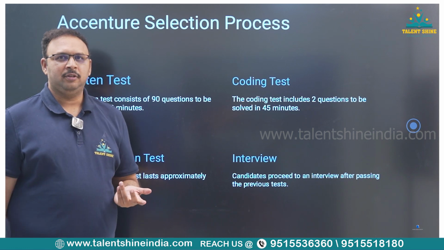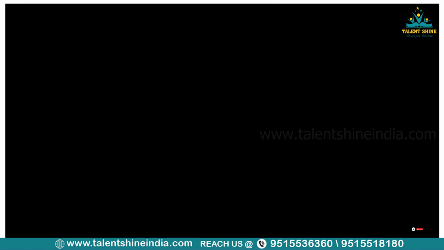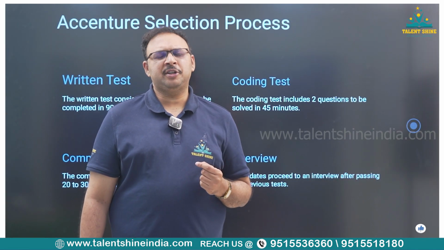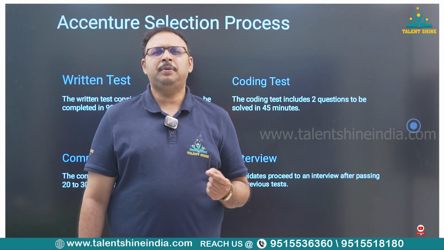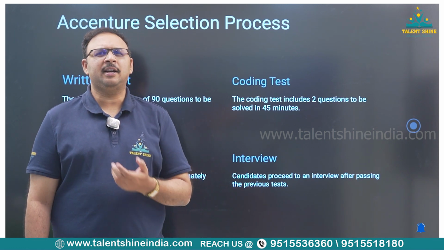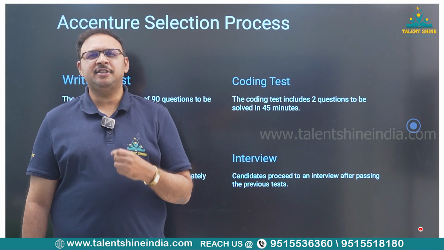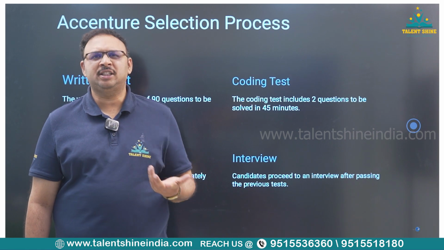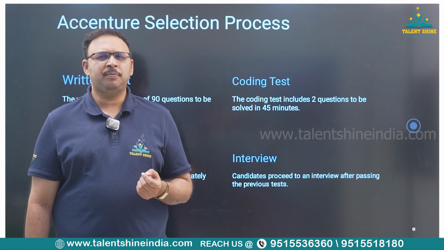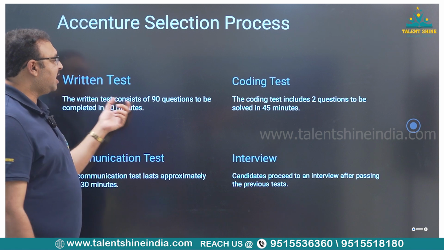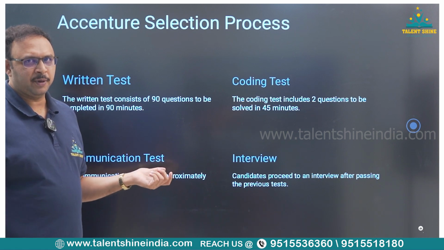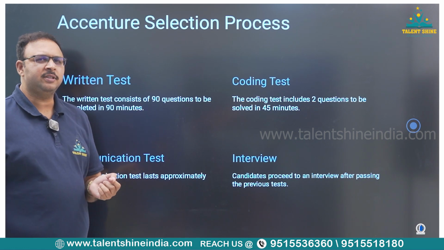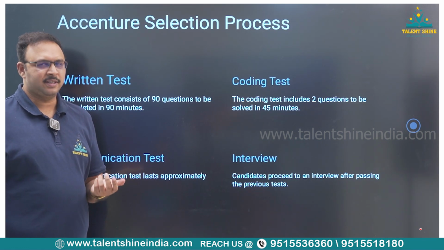Coming to the written test, what is the cutoff? Of course, there is no perfect confirmation from Accenture, but based on students' feedback and other sources, they are taking a maximum cutoff only. So I would like to say, at least try to clear more than 70% in the written test. More than 70% means out of 90 questions, you need to clear more than 63 questions.